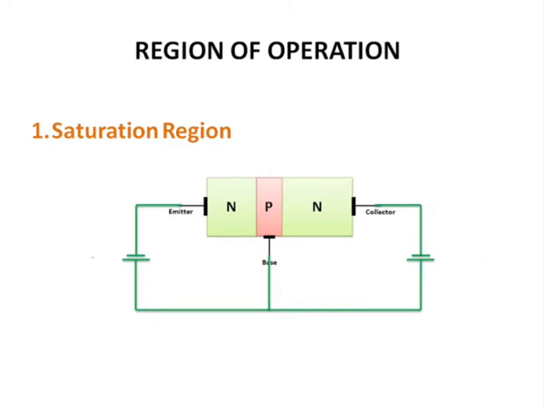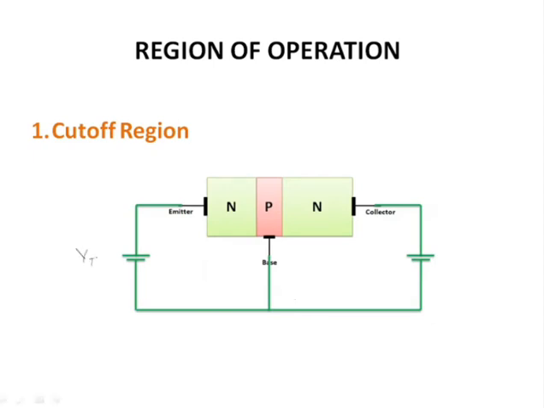Now in the saturation region, again this is VEB and this is VCB. In the saturation region, both these regions are forward biased. You can see that the N type is connected to the negative terminal, and the P type base is connected to the positive terminal. Here also the N type collector is connected to the negative terminal and the P type base is connected to the positive terminal. So when these two regions are forward biased, it starts working in the saturation region.